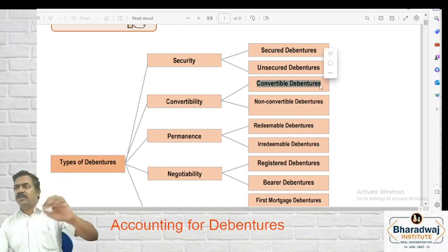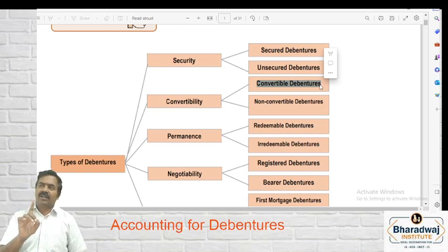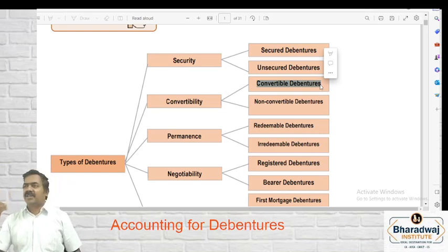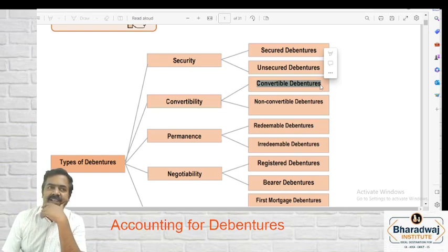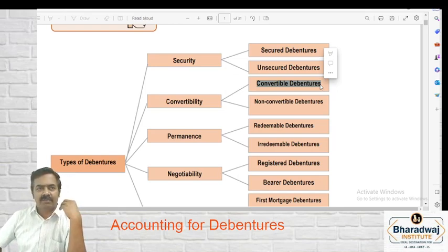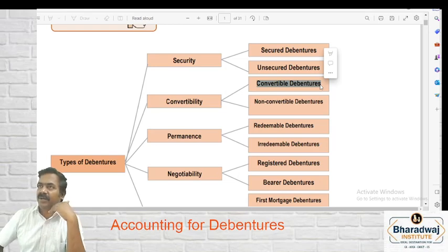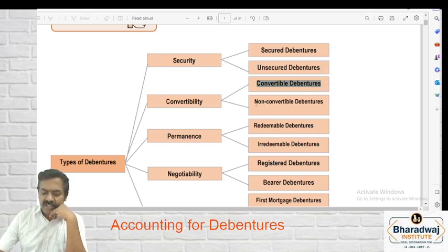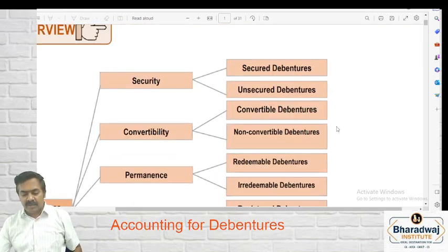Debentures can be converted into equity shares. For example, we issue debentures now. After 5 years, we will give an option. Number one, you convert your debenture into equity shares. That is called which one? Convertible debenture. What do you mean by convertible debenture? After 5 years or 10 years, after the term is over, money will not be repaid in cash. You will become shareholders, converted into shares.